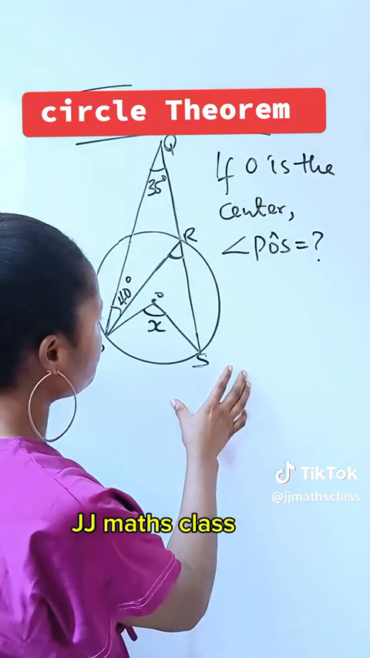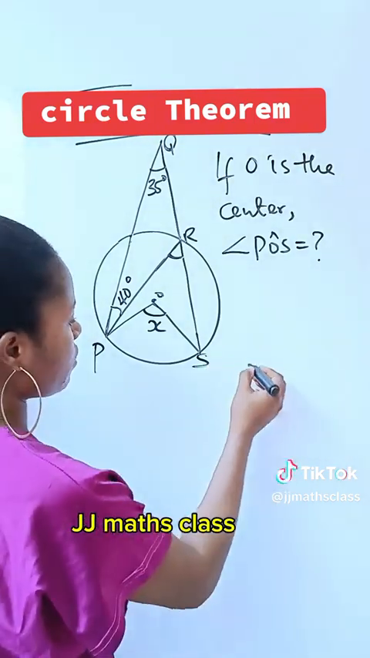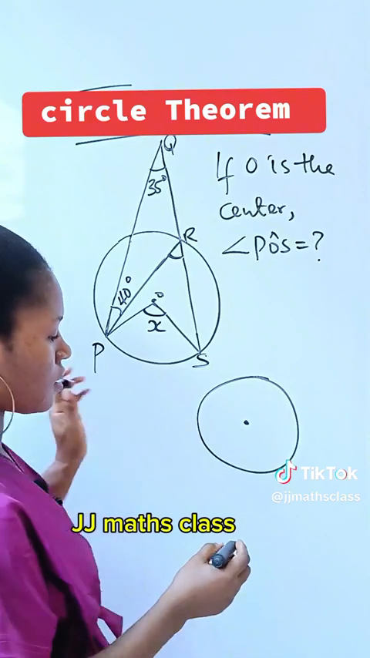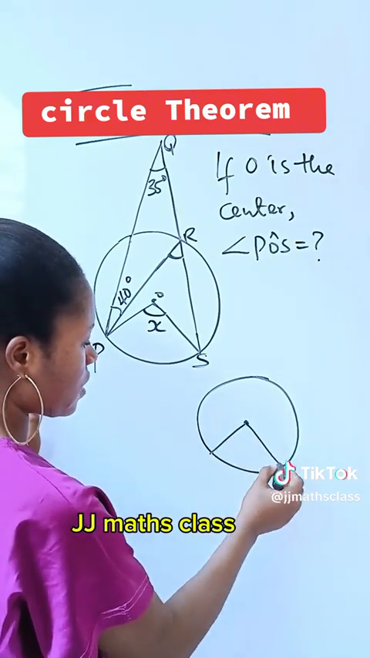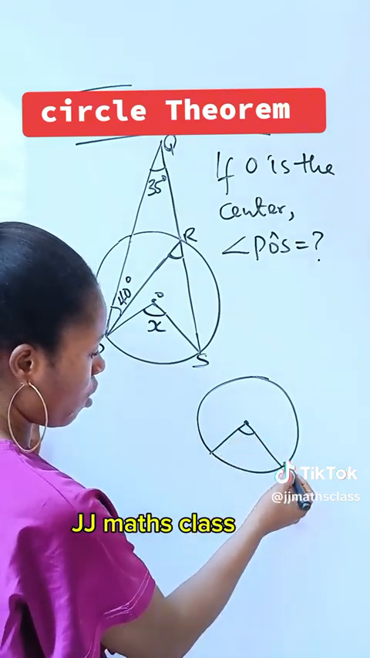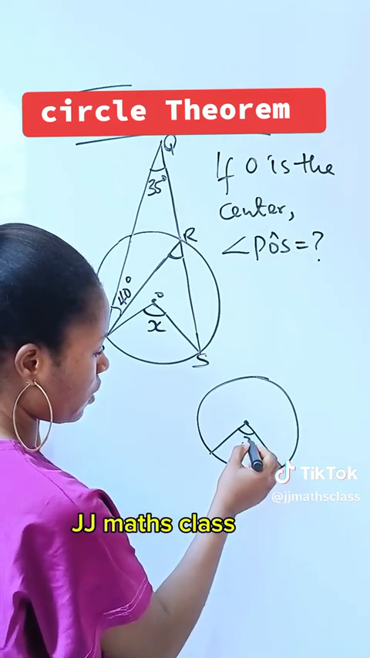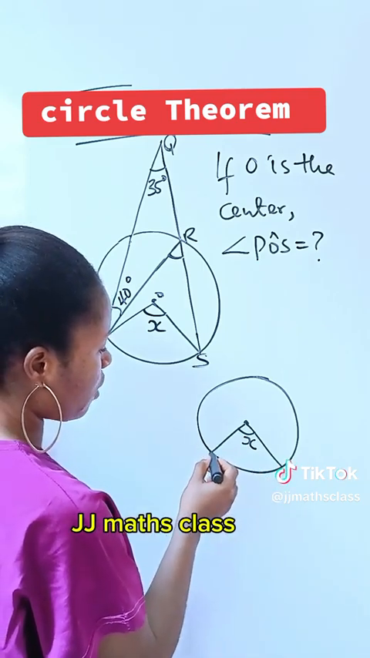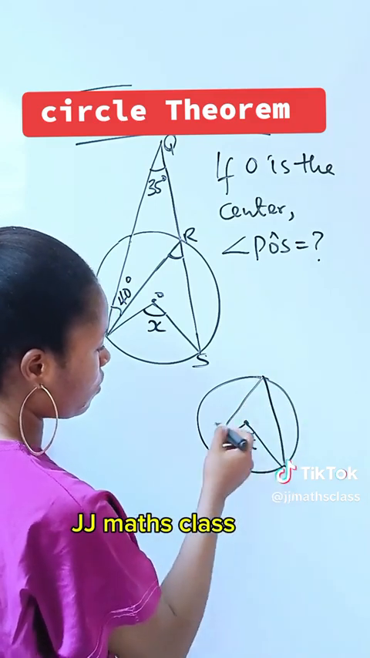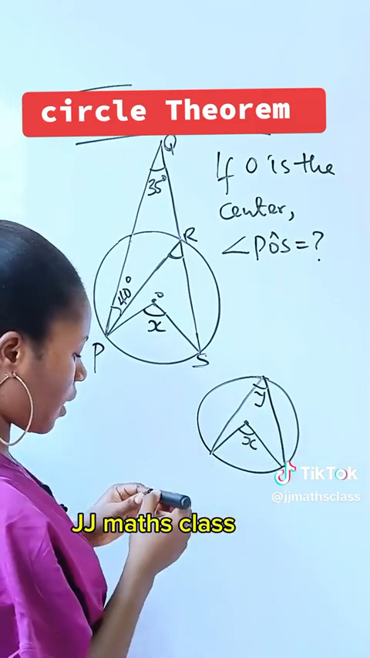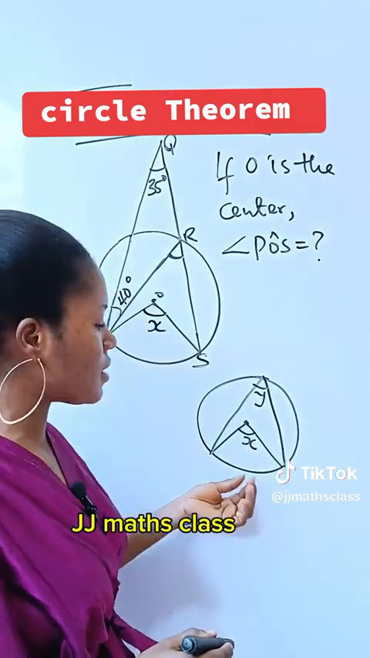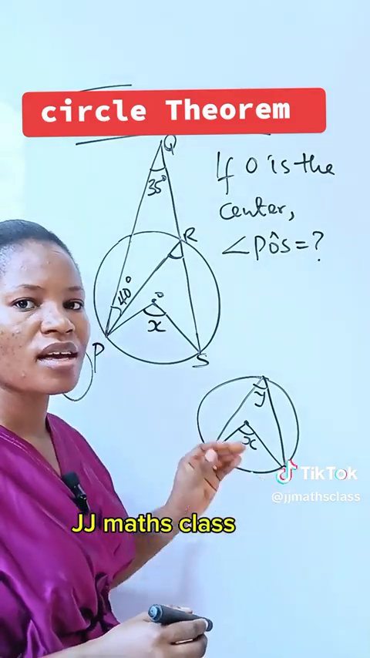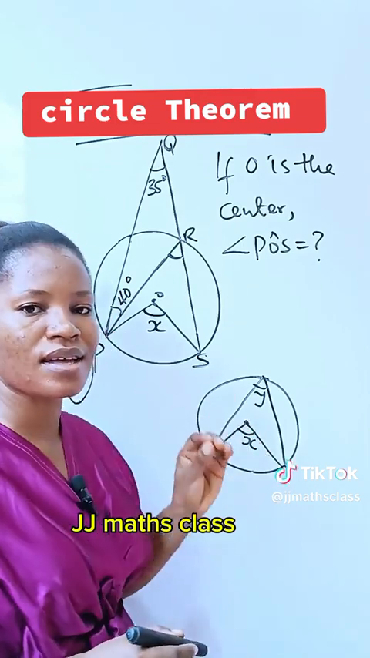When it comes to circles, let me draw a neutral circle. This is a circle, and this point is the center. This is the angle that this arc of the circle makes with the center. Let's call it X. Now, if the same arc subtends another angle at the circumference of the circle, let's call this angle Y. The theorem states that the angle that the arc of a circle subtends at the center is 2 times the angle it subtends at the circumference.